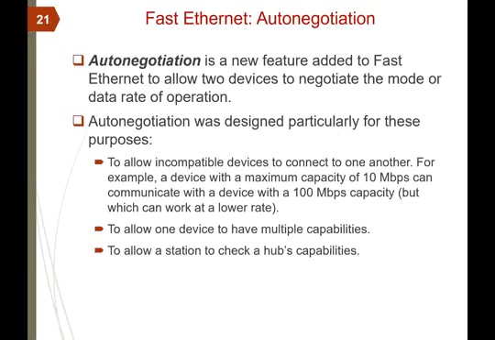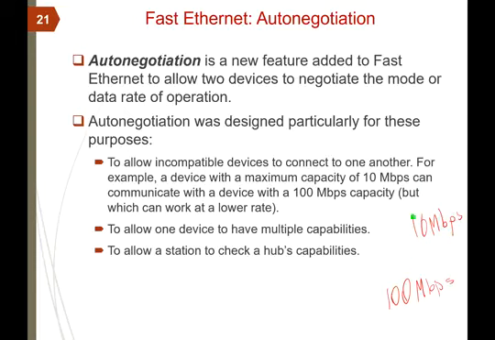Fast Ethernet also introduced auto negotiation. So what's auto negotiation? We have now, for example, some devices working at 100 megabit per second, and some other devices working on the standard Ethernet format, which is 10 megabit per second.